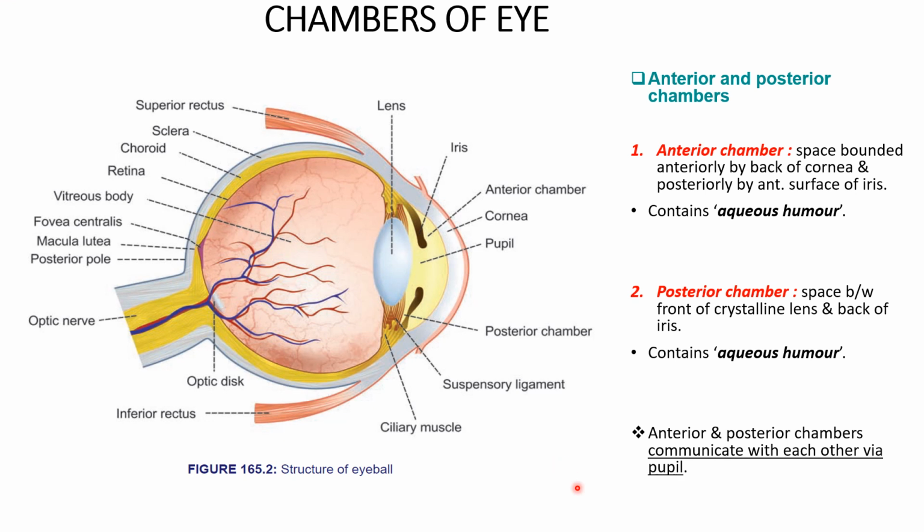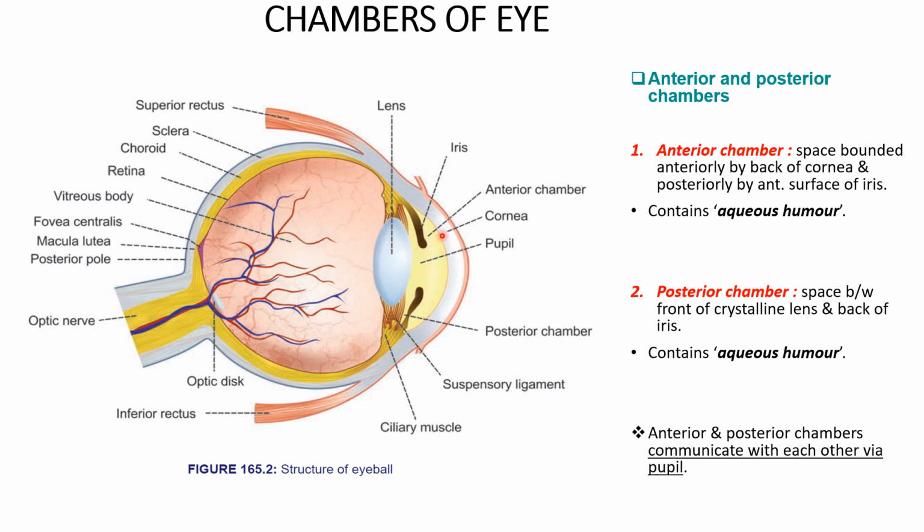Now come to the last topic for today's lecture, that is the chambers of the eye. The interior of the eyeball consists of anterior and posterior chambers that contain the intraocular fluids, namely aqueous humor and vitreous humor, and the crystalline lens. The anterior chamber is a space bounded anteriorly by the backside of the cornea and posteriorly by the anterior surface of the iris.